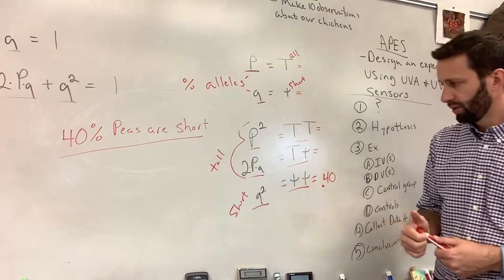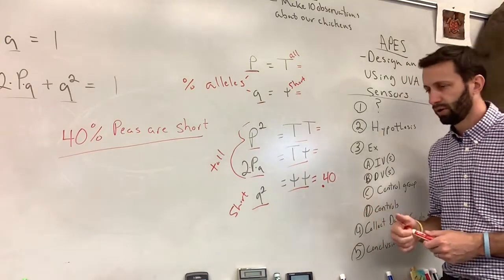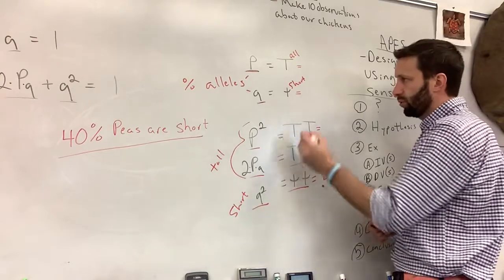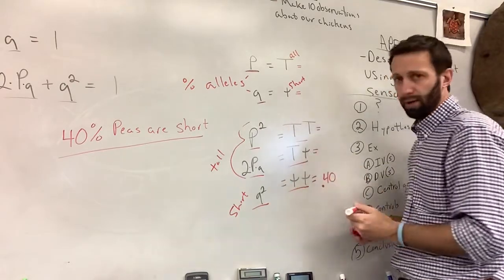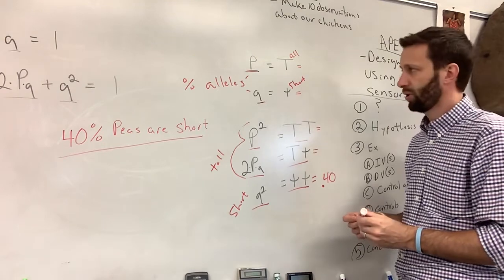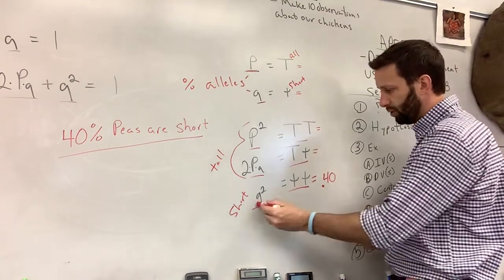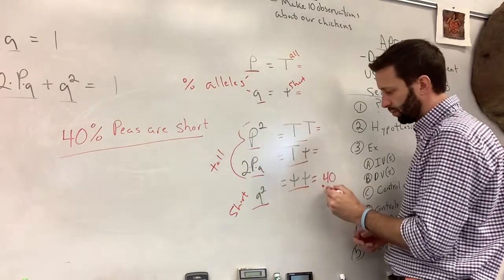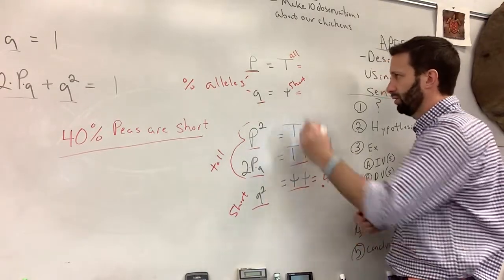Now, what do you think the next thing we need to locate is, or figure out? Q. So if we've got q squared, we can find q, and how do we do that? Square root. Take the square root. So if q squared is 0.4, then q, you would take the square root of 0.4, and you get?